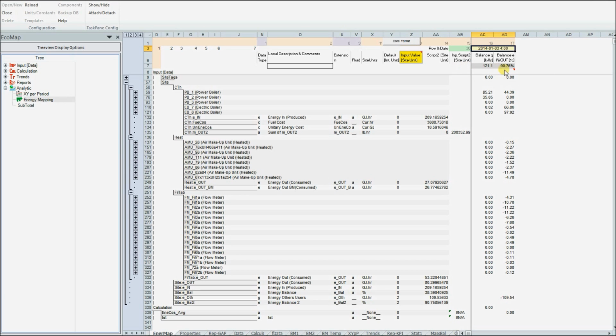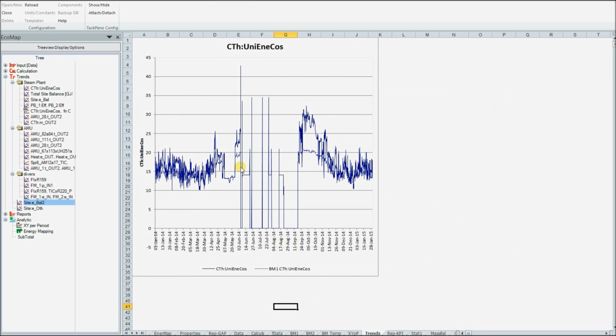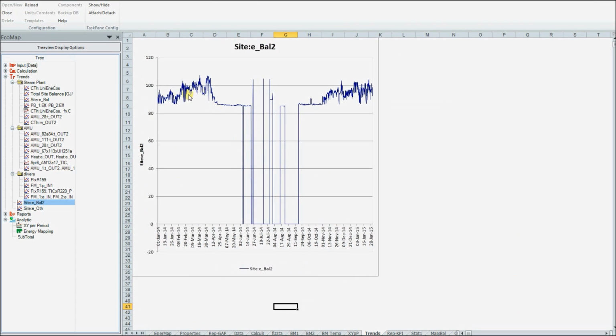We see that the balance is 90%, which means most of the energy produced is associated with energy users. Let's see how we balance over the year. So here we see that most of the year is between 80 to 100% balance, which means the EnerMap configuration represents accurately the energy situation.